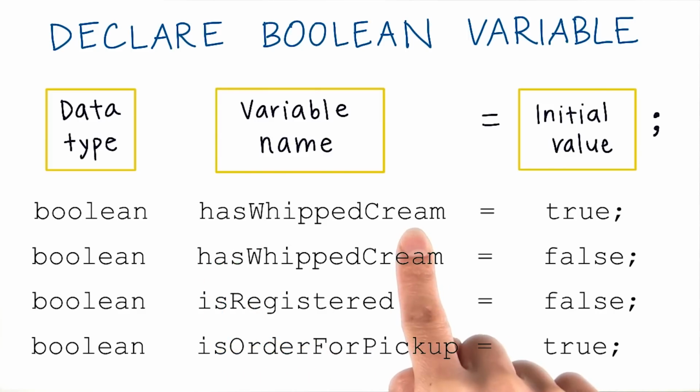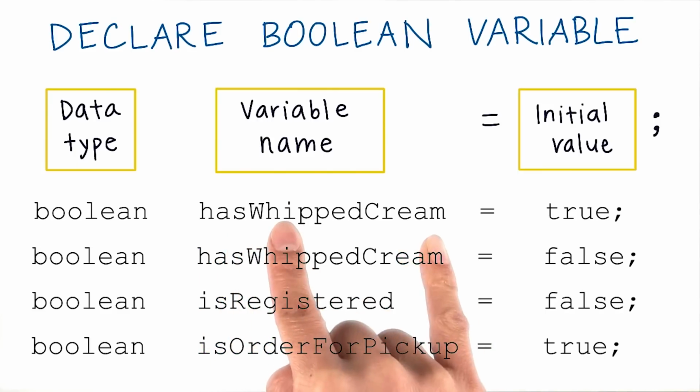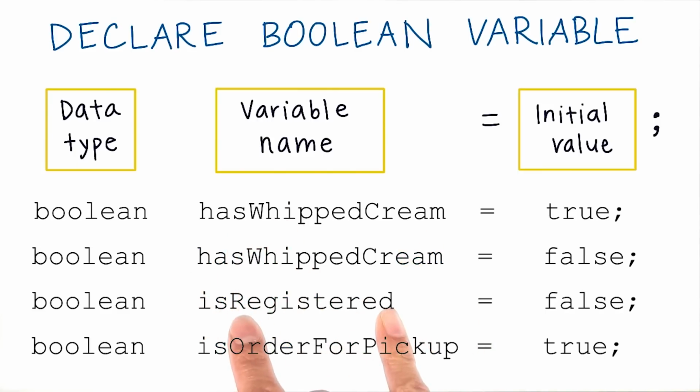Also notice the way I named these variables. A Boolean variable name has to follow the same conventions as other variable names. However, it's common to start with something like has something or is something. When you see names with has or is, it's likely a Boolean, but not always.